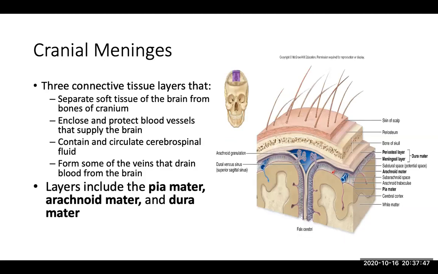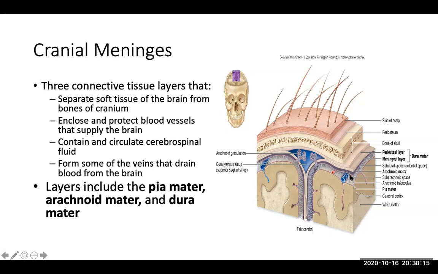So the cranial meninges, these are the three connective tissue layers. They separate the soft tissue of the brain from the bones of the cranium. They enclose and protect the blood vessels that supply the brain. They contain and circulate the cerebrospinal fluid, and they will also form some of the veins that drain the blood from the brain.